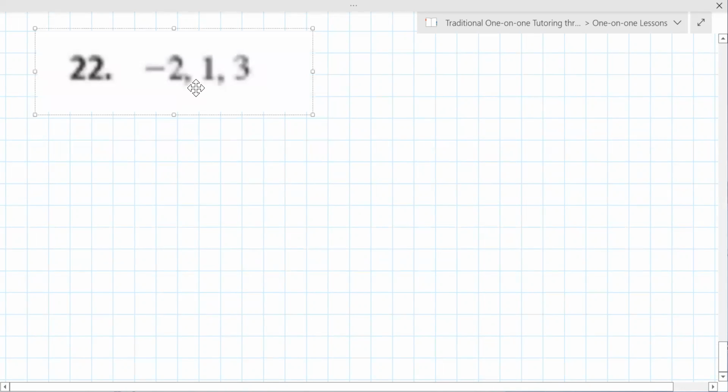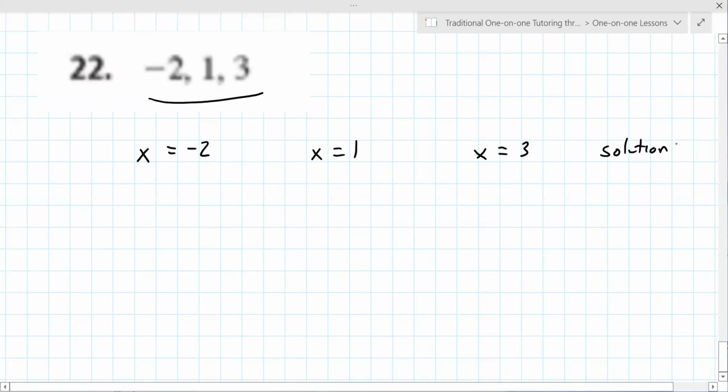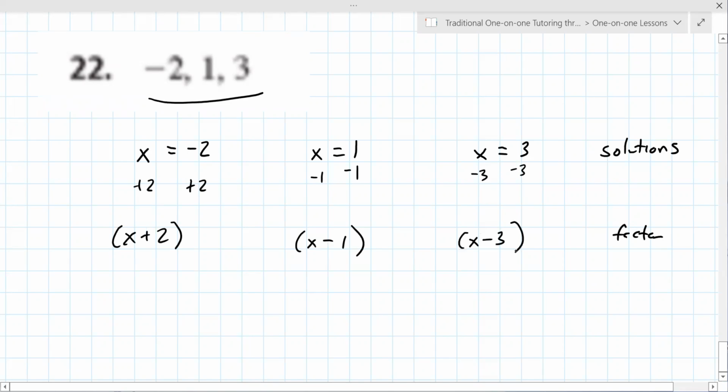Okay, so what this list really means, this is what we've been talking about. It means x equals -2, x equals 1, and x equals 3. And these are the solutions. Now what I've been trying to show you is that when you sort of undo, so when you add 2 to both sides, you get x plus 2. And this is the factor. In the middle one here, you subtract 1, and that gives you x minus 1 as your factor. Subtract 3, you get x minus 3 as your factor.